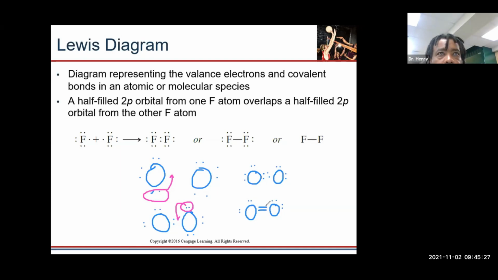Okay, so again, the line represents two electrons being shared. So that's 2, 4, 6, 8 around this oxygen, and 2, 4, 6, 8 around this oxygen. So in this case, we have to form what we call a double bond so that everybody reaches this octet. Where with the fluorine, we only have to form a single bond. Do you guys see that?